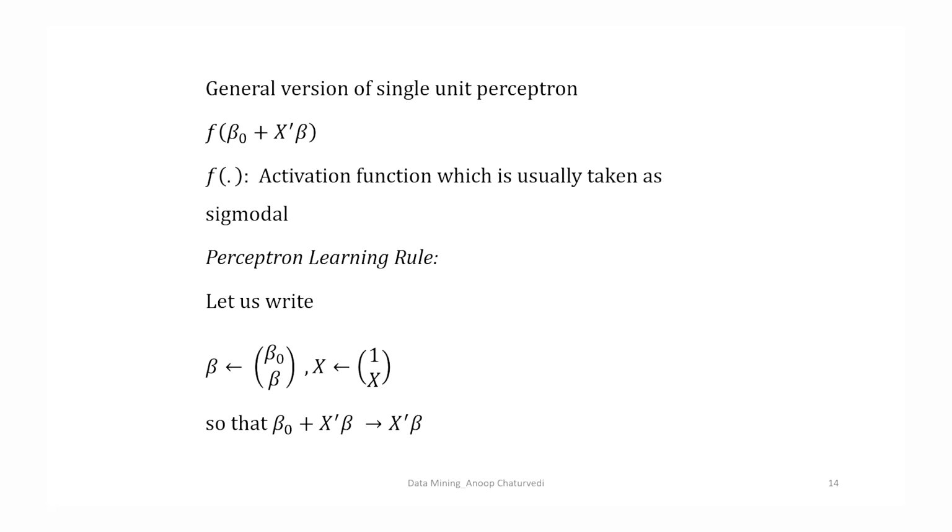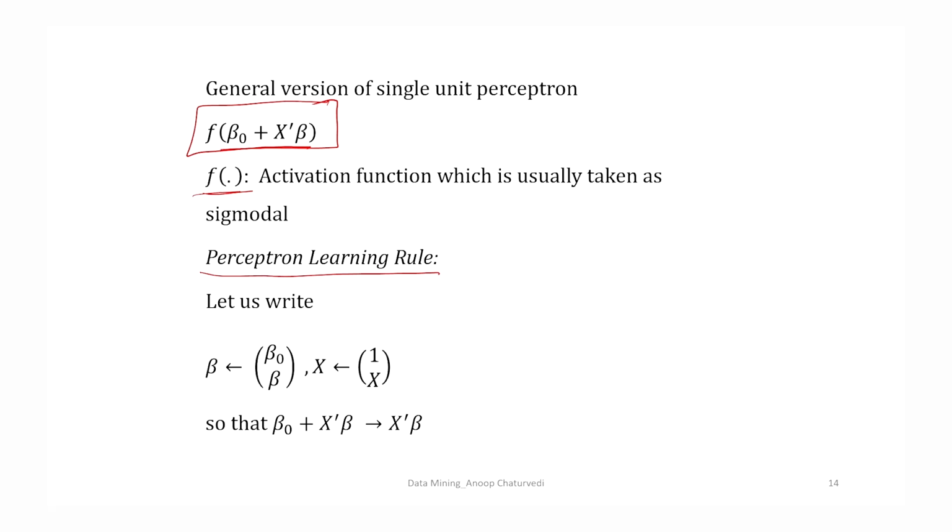Then a general version of single unit perceptron: instead of using hard limiter activation function, now we are using the activation function f. You can take this activation function as sigmoid or any other activation function. Generally we take it as sigmoid. Then we compute beta naught plus x transpose beta, and then we obtain f of beta naught plus x transpose beta.